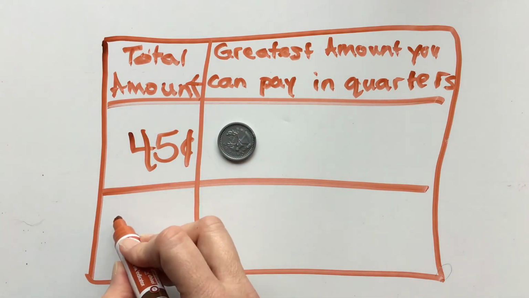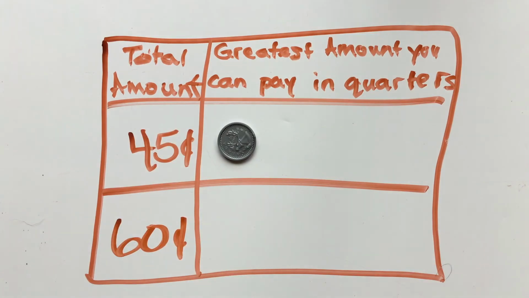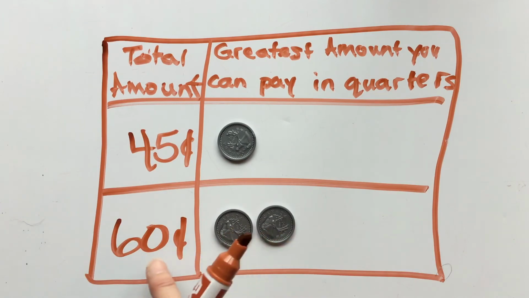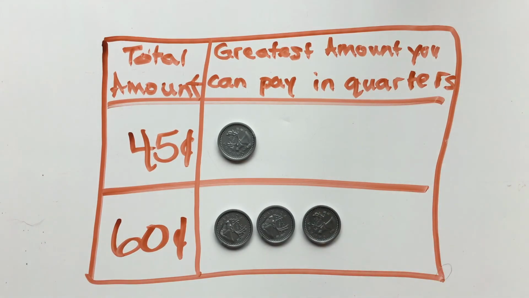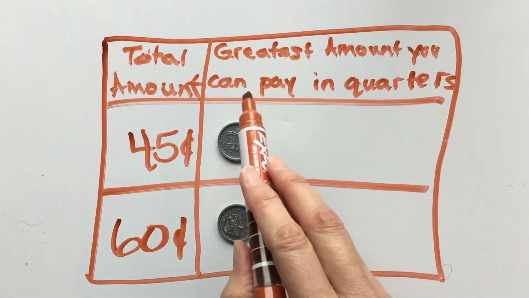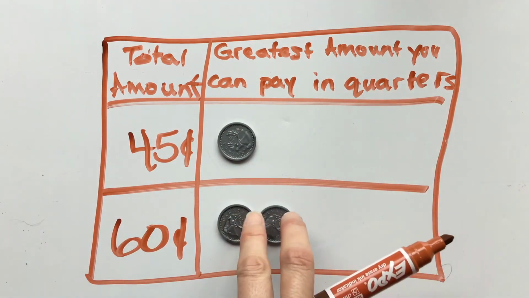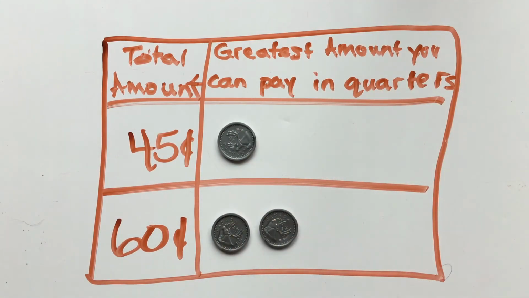Okay, what if I have 60 cents that I want to make? Well, let's start with 1 quarter, of course, because we can definitely start with that. 25. Now let's add 1 more. 50. Do you notice how I'm quite close to 60 at this point? If I add another quarter, everybody, what do I have now? I have 75 cents. Have I gone over 60? Yes, I have. I cannot use 3 quarters to make 60 cents. I can only use 2 quarters to make 60 cents. So the greatest amount I can pay in quarters is 2 quarters. Other than that, I would have to use a different coin.